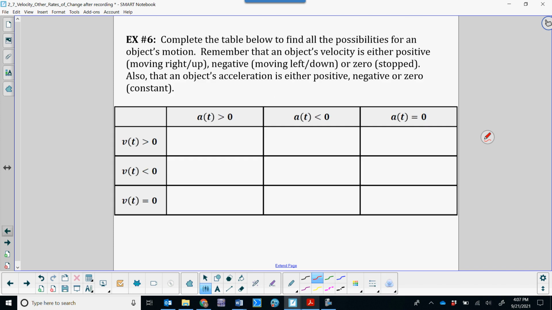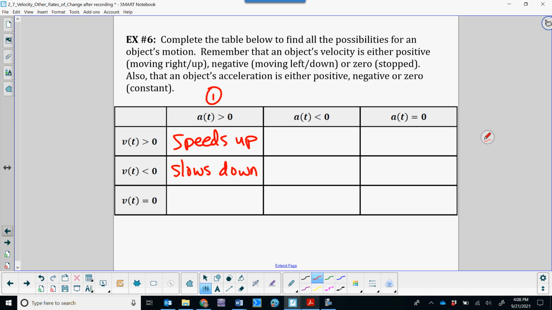Okay, so now let's go back to this. This says complete the table below to talk about all possibilities for an object's motion. So we're just going to look at the different things. This first column here says acceleration is positive, and then we want to do all the different velocities. If acceleration is positive and velocity is positive, we know that our particle speeds up. They have the same sign.